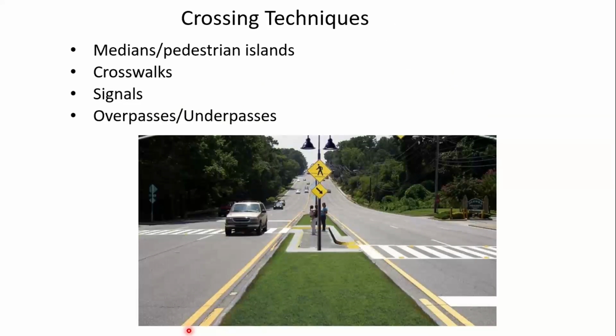Crossing islands or crossing techniques. Here's a Photoshop version of the image I showed you earlier with the family of 3 waiting in the 2-way left turn lane. I think we probably agree this is a much better, much safer situation. I would call this for sure a pedestrian refuge area. It's clearly not an area for vehicular travel. So we could use median or pedestrian islands, crosswalks, signals, and then overpasses and underpasses are all techniques to deal with crossing issues.